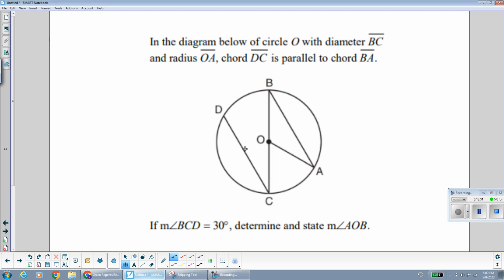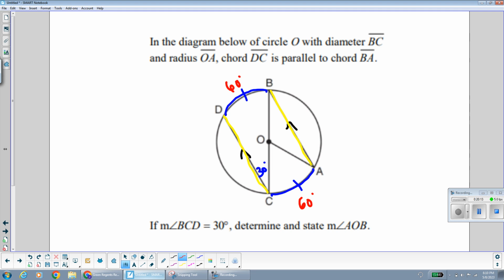We're told that chord DC is parallel to chord BA. As soon as I see parallel chords, I know that the arcs in between them are congruent. They tell us that angle BCD is 30 degrees. Angle BCD is an inscribed angle, so it's half the measure of its intercepted arc. So if the angle's 30, the arc that it intercepts, DB, should be 60 degrees. And since we have those parallel chords, if this arc is 60 degrees, this one should also be 60 degrees.